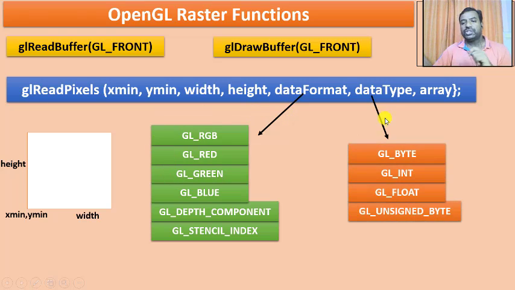And if we talk about the GL data type, it is going to be GL byte, GL int, or GL float, or this can be GL unsigned byte, unsigned int, and GL unsigned float. It can be of any of these data types. And now you need to pass an array. You need to define an array, whatever the type you are going to pass. If you have used GL byte here, make sure you declare an array with the data type GL byte, and that array should be passed as a parameter.